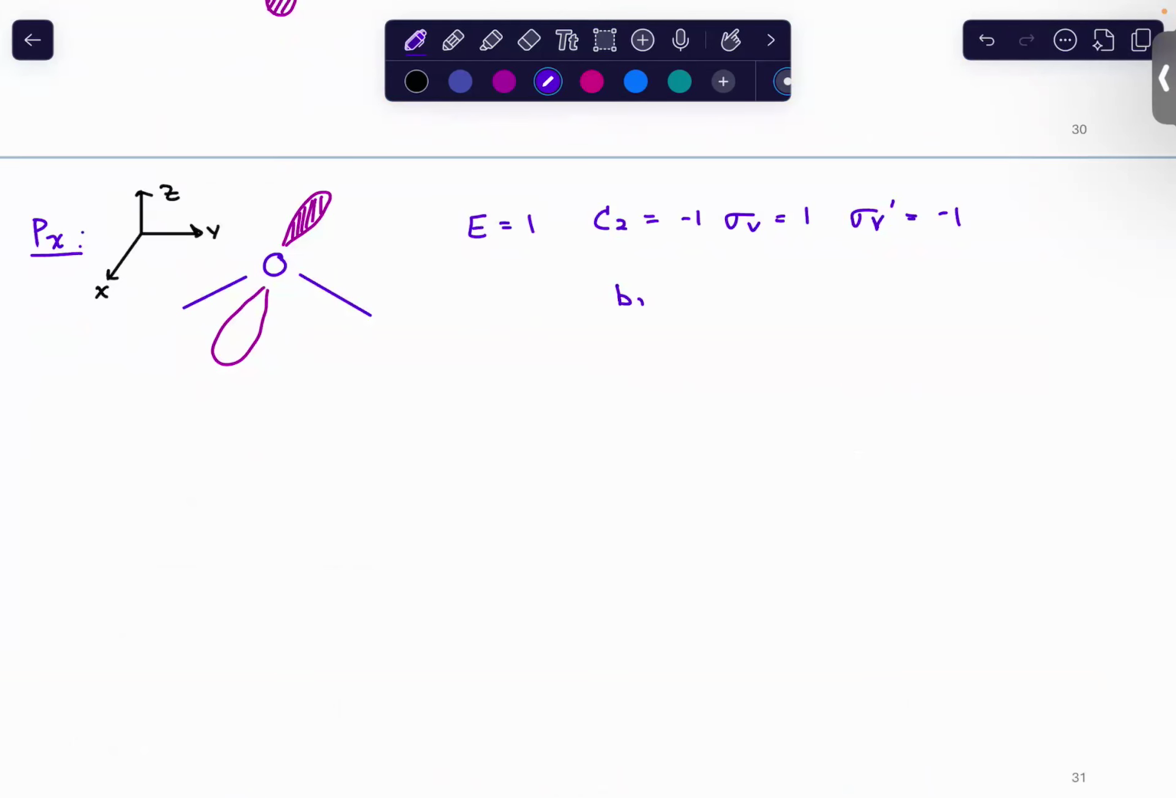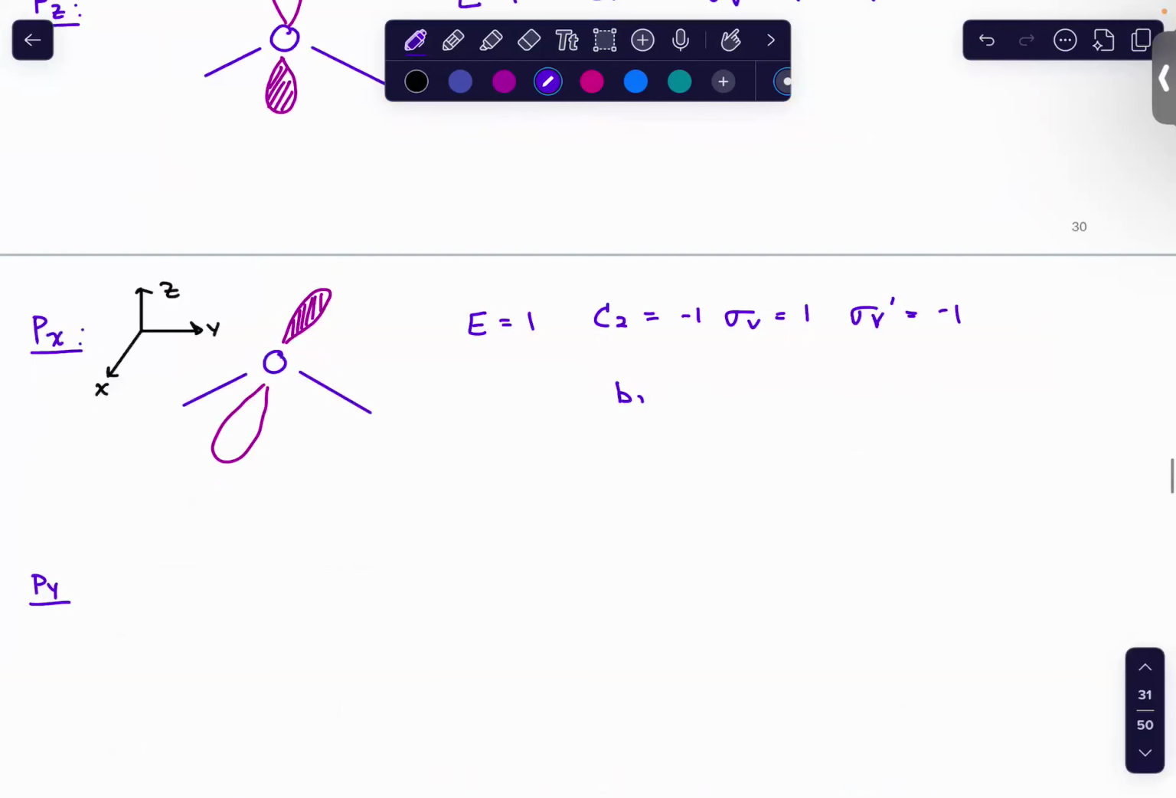And then last, we'll look at PY. What space do I have? I'll have to work in the ligand group.